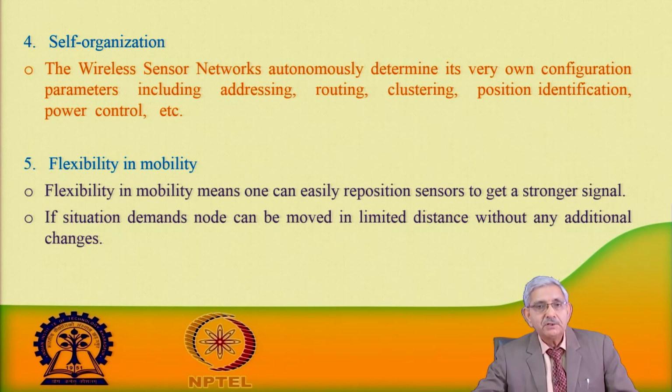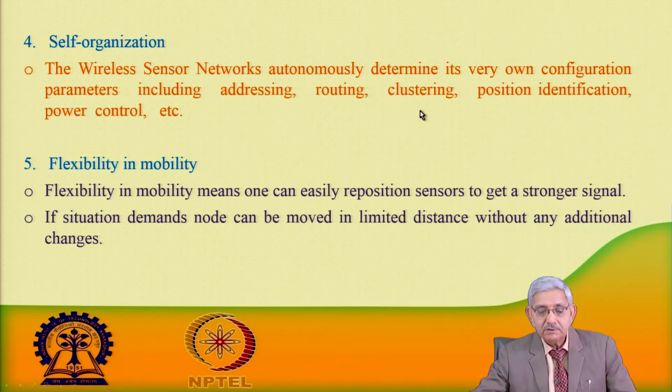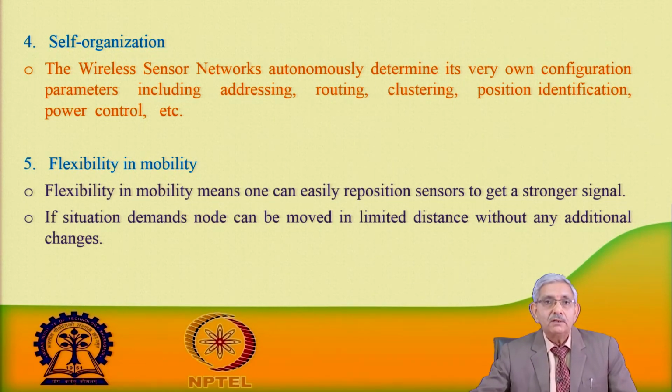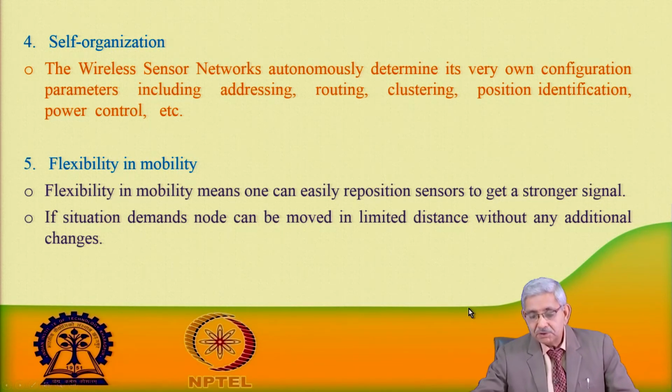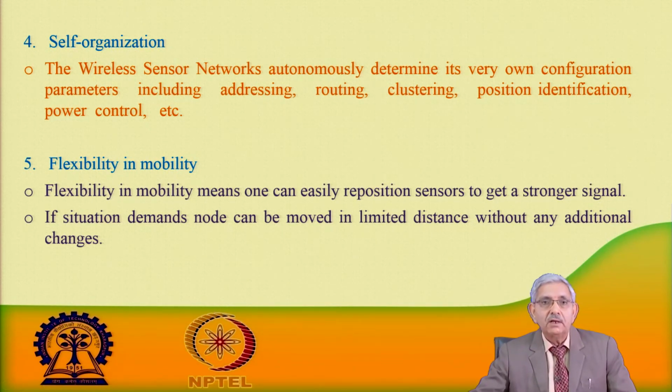The other features of the wireless sensor network is self organization, meaning the wireless sensor network autonomously determines its own configuration parameters, including addressing, routing, clustering, positioning, and power control. It also has flexibility in mobility, meaning one can easily reposition sensors to get a stronger signal, and if the situation demands, a node can be moved a limited distance without any additional changes.